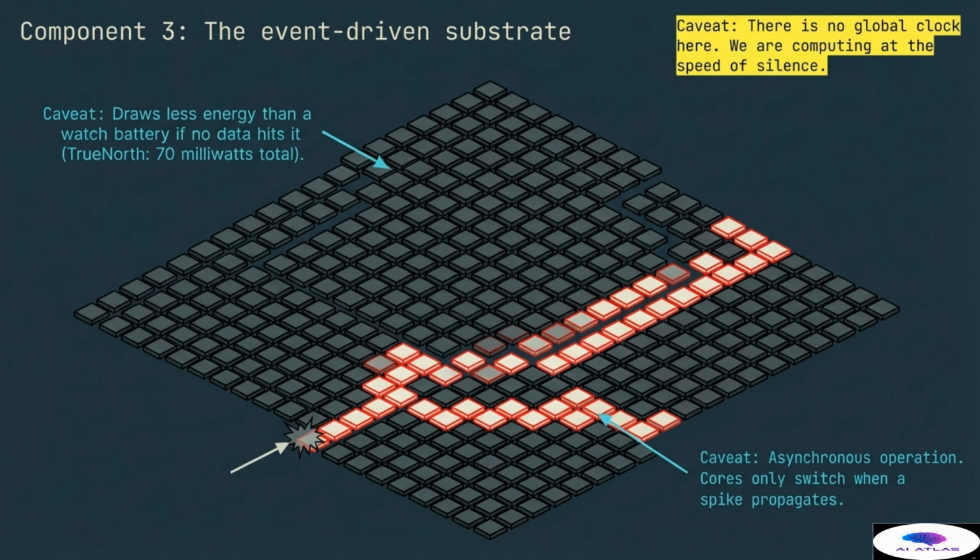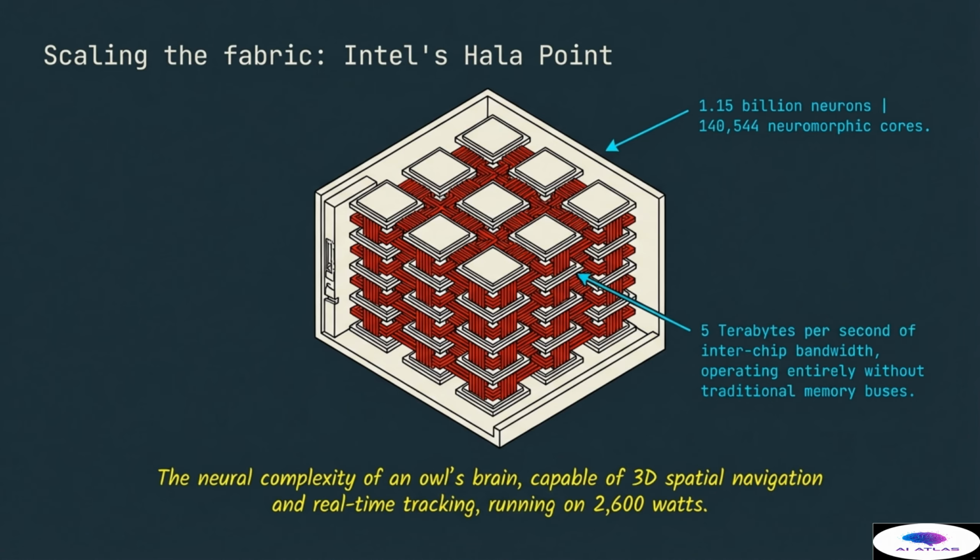When we talk about scaling this technology, we look at projects like Intel's Hala Point. This system contains 1.15 billion neurons and over 140,000 neuromorphic cores. It offers 5 terabytes per second of inter-chip bandwidth and operates entirely without traditional memory buses. To put this in perspective, this system has the neural complexity of an owl's brain.